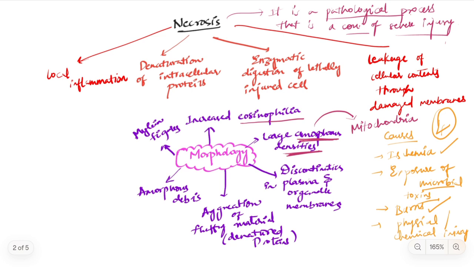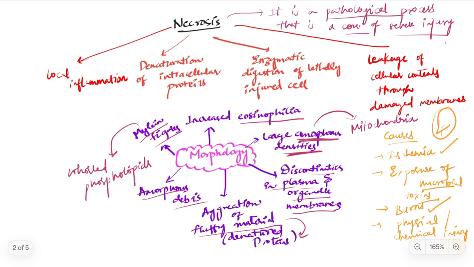Okay, and you can also see discontinuities in plasma and organelle membranes. And there is also aggregation of fluffy material, maybe due to denatured proteins. Also you can see amorphous debris and some myelin figures. So what are myelin figures here? Myelin figures are whorled phospholipids, concentric phospholipids, that is called myelin figures.